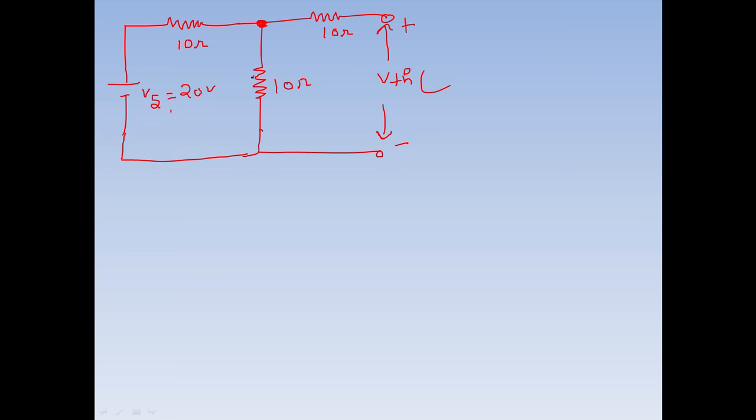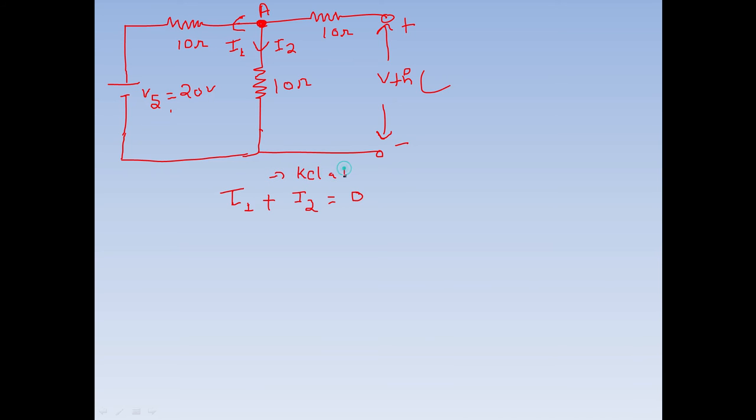If we apply nodal analysis at this particular terminal, taking it as point A, we have currents I1 and I2, and here no current is drawn, so I3 is 0 because it is not closed. If we apply KCL, I1 plus I2 is equal to 0. These are the outgoing currents. So I1 plus I2 is equal to 0.